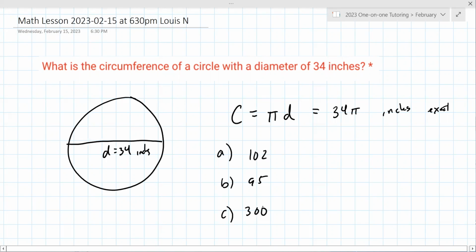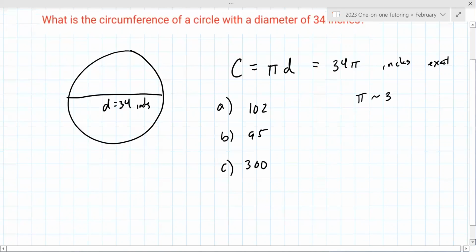And the idea here is if you approximate pi as just 3, you get pretty close to one of these numbers. In fact, you get exactly one of these numbers. 102. And you already know that now. So let's try another problem where all I do is change the diameter, and you give me the approximation, but use 3 for pi. You don't make it any more complicated than that.